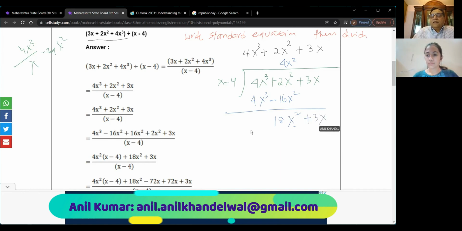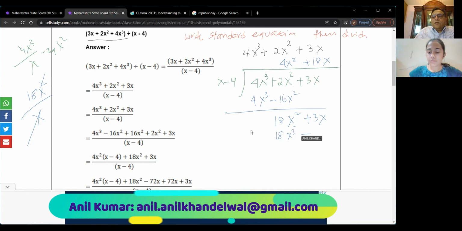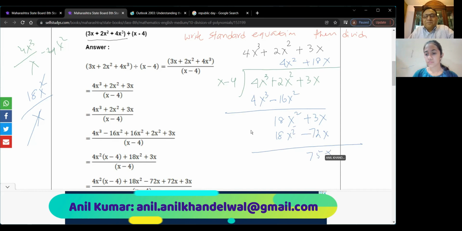Now when you divide 18x squared by x, what do you get? 18x. So let me write down plus 18x here. And therefore, I get 18x squared minus 18 times 4. So 36 times 2, 72, right? 72x. Now take away. You get 75x. Now you can still divide, correct?